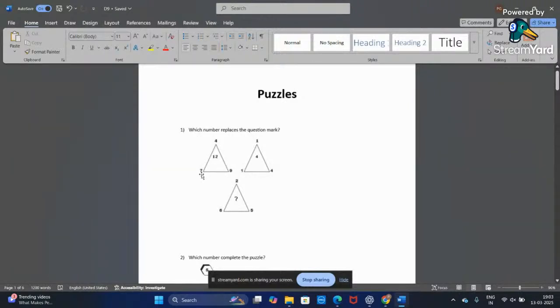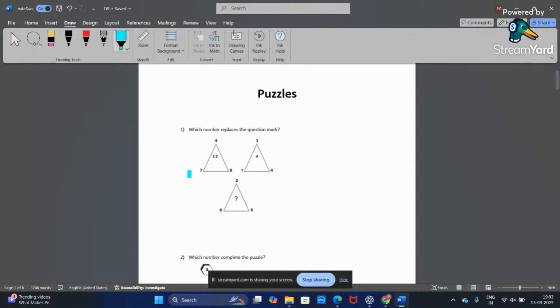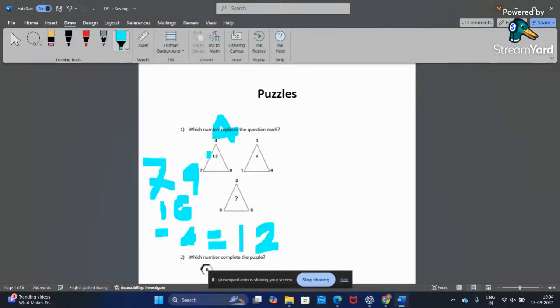First one, 7 plus 9, how much is it? 16, right? See, adding 7 plus 9, we get 16, and subtracting with this 4, we get 12, right? So this value is 12. This is how we got the 12 value.